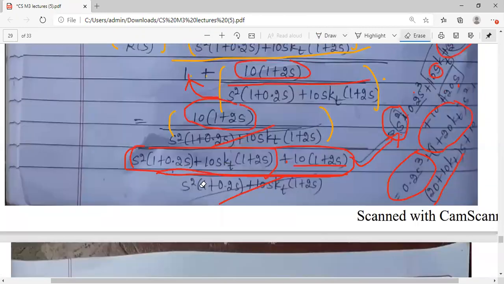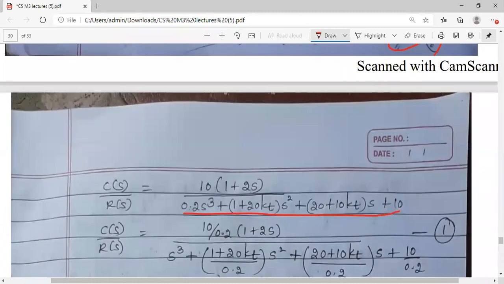This denominator factor here, you simplify this. First multiply. After multiplication, club all the same s power terms at one place. You will get this, what I have highlighted.